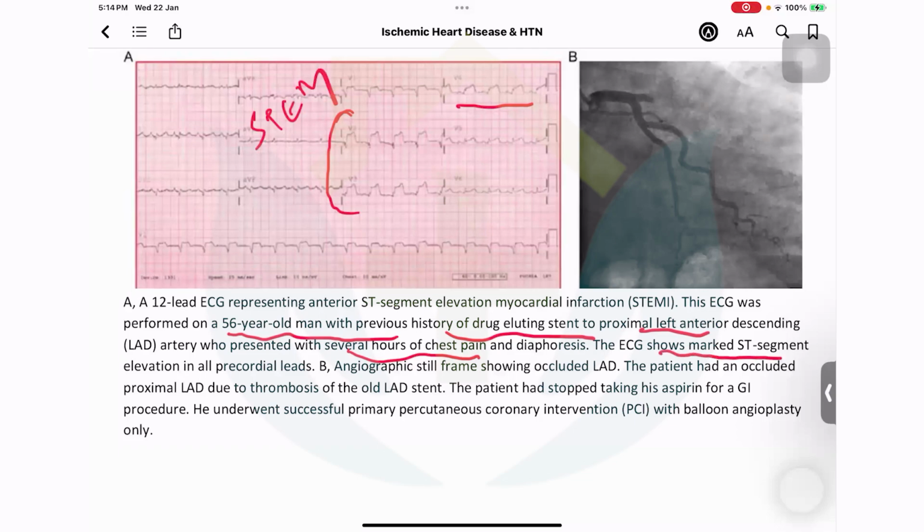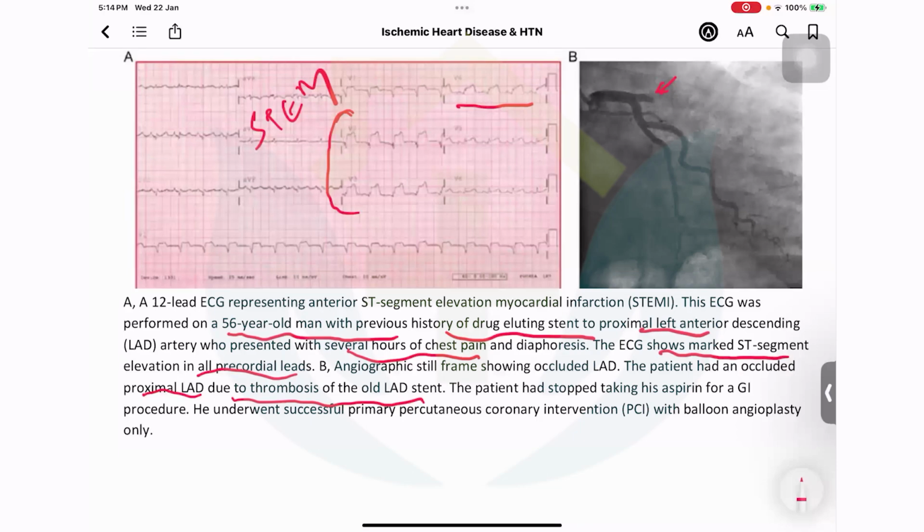The ECG shows marked ST elevation in all precordial leads. On angiography, you see the cutoff sign here. The LAD could have very well been like this, but you see it is an abrupt cutoff here. Why? Because there was a thrombus in the LAD stent. So it was an occluded proximal LAD.